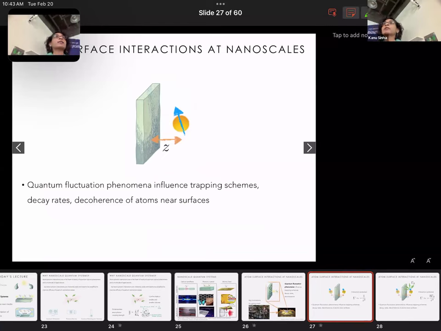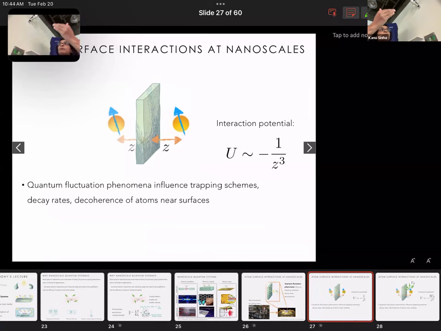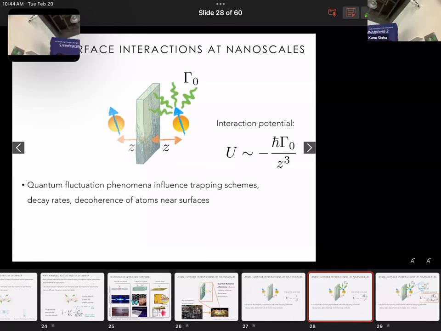And to see why these quantum fluctuation phenomena are relevant at distances of nanoscales, we can again draw a cartoon picture, and we can think about it from the perspective of dimensional analysis. So here what I have is a dipole staring into a mirror at some distance z. If I were to write the interaction potential for this atomic dipole, from image theory considerations, I know that it has to scale as 1 over z cubed, right? That's the scaling. Now, the only energy scale, as far as the interaction between the dipole and the vacuum field is concerned, is h bar gamma zero, where gamma zero is the spontaneous emission rate of this atom.